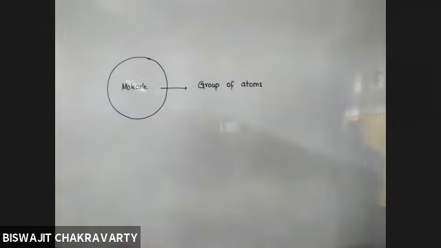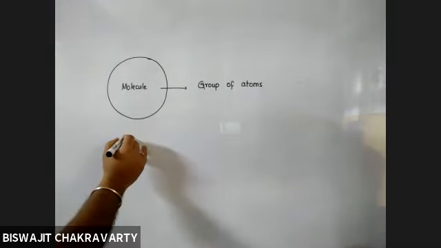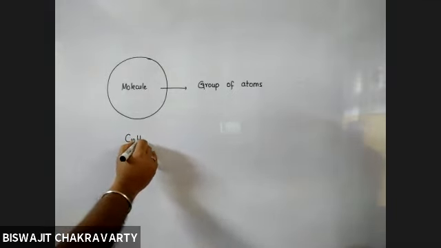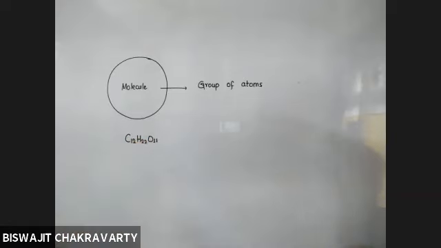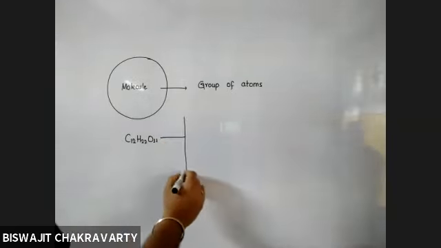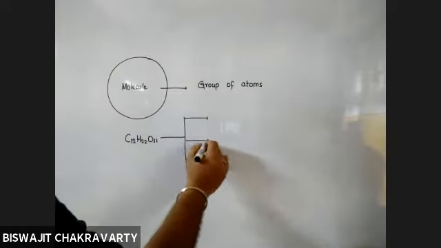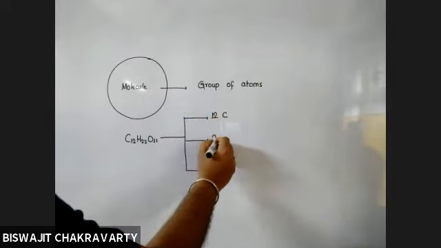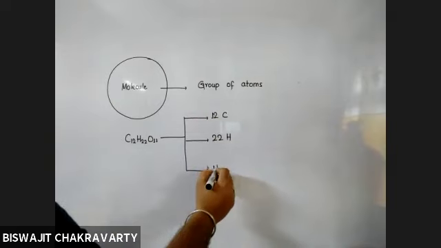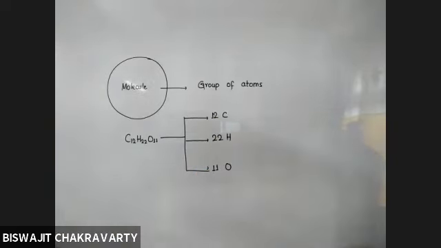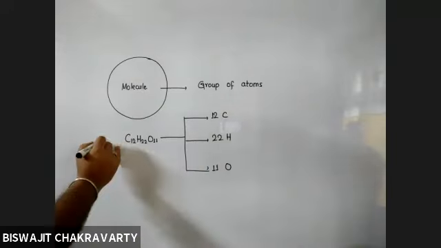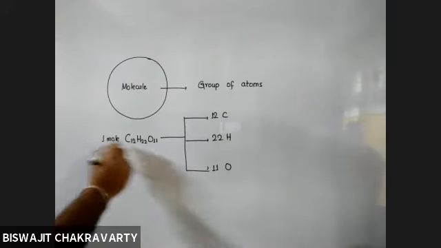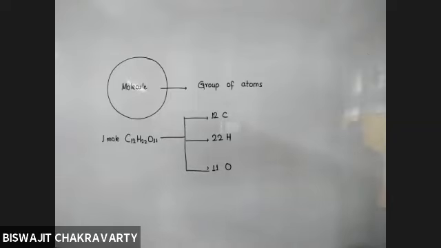Okay. Now suppose we have C12H22O11. Is it a molecule or not? Yes, sir. What are the atoms present in it? Carbon, hydrogen, oxygen. Can we write this? Yes, sir. Now, if it is 1 mole, that means I have increased the number of molecules or not?